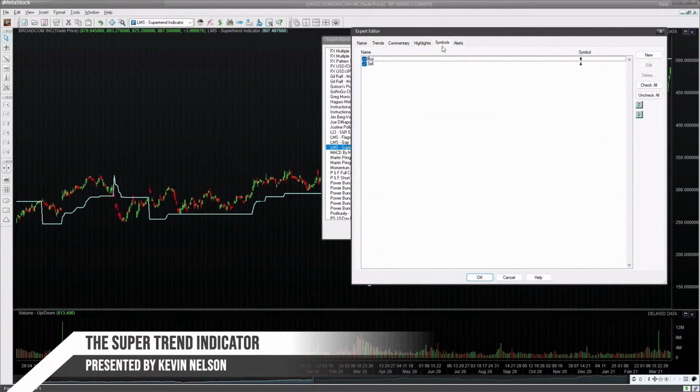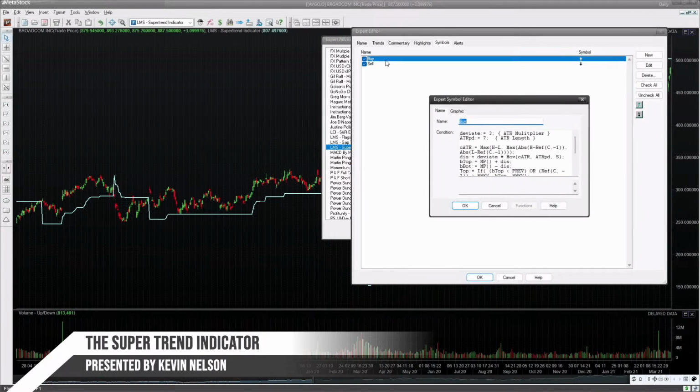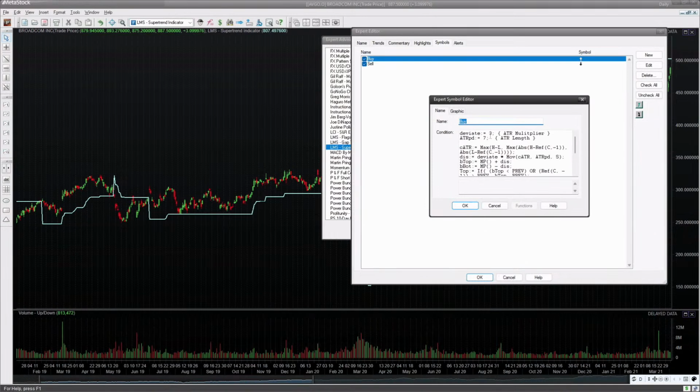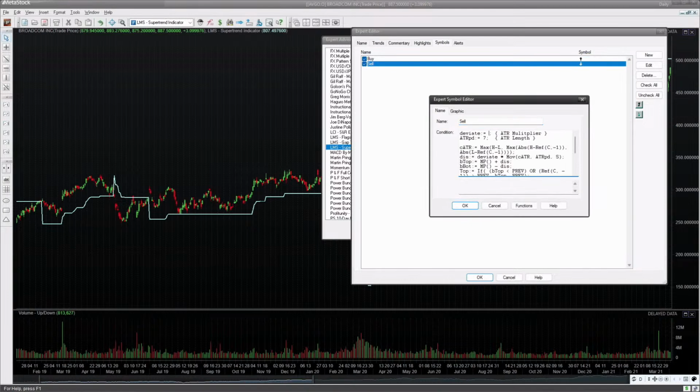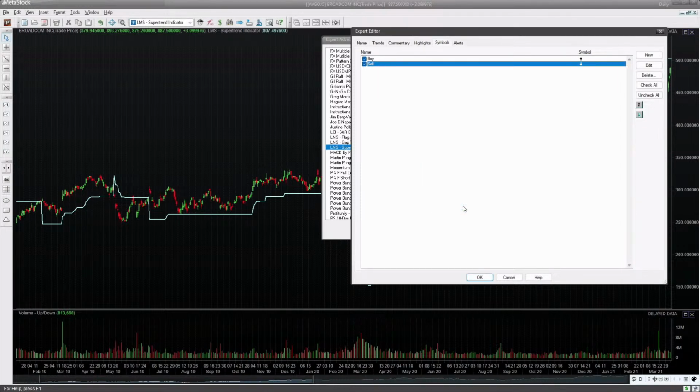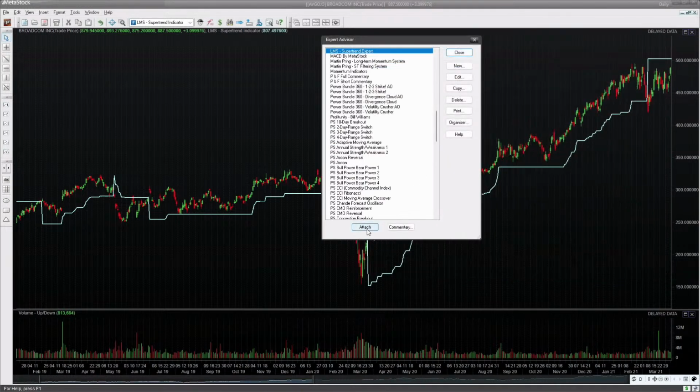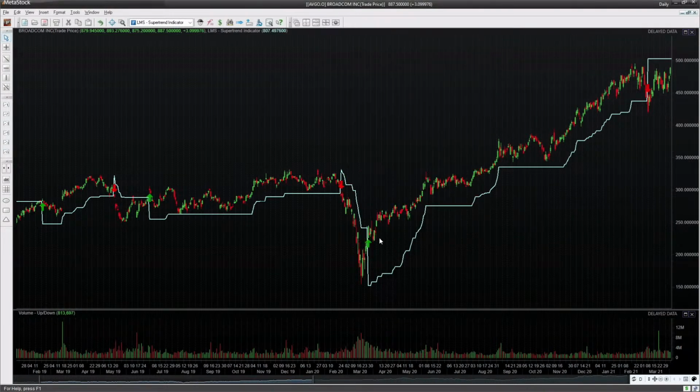And what we want to do in this one is go to the symbols tab here, and underneath the buy column or the buy symbol, again, we just need to adjust these parameters. So I'll change the multiplier here, for example, to 5, change the length of it to 38, and click on OK, and then do the same thing for the sell signal. Change the multiplier again to 5, and then the length of it to 38, and click on OK. All right. And by doing that and then attaching it to your chart and clicking on close, that then will give you these buy and sell signals.